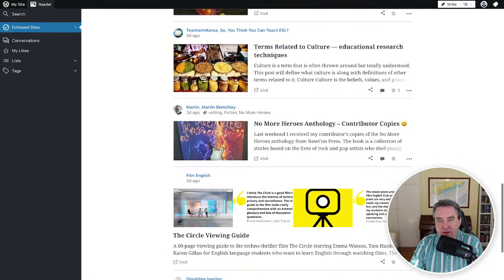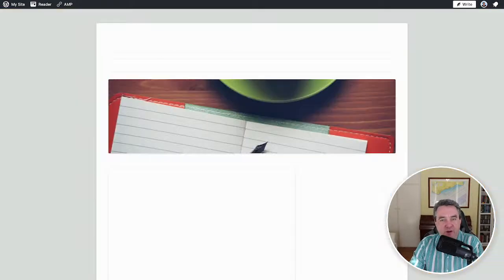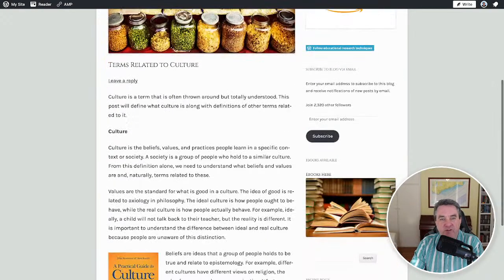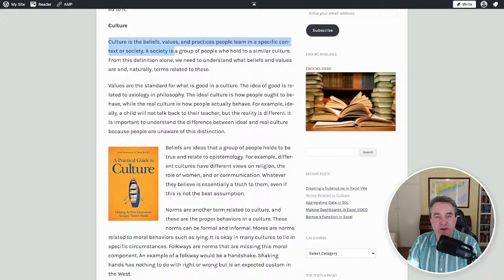And one thing that is quite common for English language teachers is to get involved with relation to culture, and I can see this person has written about terms related to culture. Now, one of the elements about being an English language teacher is understanding the differences and the similarities of culture. And this blog post here talks about the definition of culture. And so this person mentioned culture is the beliefs, values and practices people learn in a specific context or society.